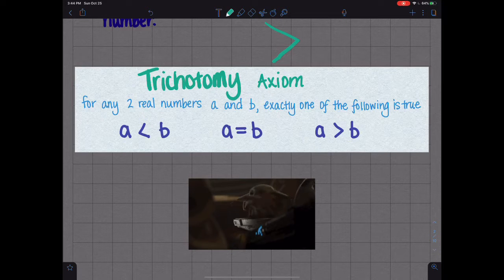Trichotomy axiom. And tri means like a tricycle that has 3 wheels. In this situation, there are only 3 possibilities. And it says it in a little bit of a more mathematical way. For any 2 real numbers, A and B, okay, exactly one of the following is true, and only one, right? A is less than B, A could be equal to B, or A is greater than B. That is the trichotomy axiom.